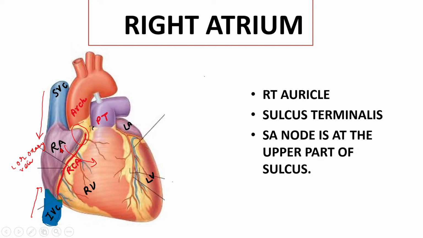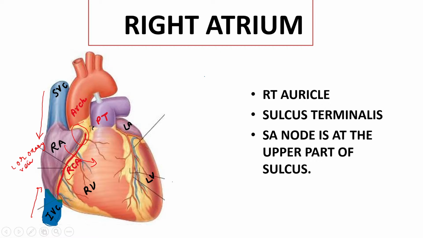The demarcation between the right atrium and the right ventricle externally is also marked as a groove, that is the right part of the atrioventricular groove or the coronary sulcus. And in this atrioventricular groove is present the right coronary artery along with the anterior cardiac veins.